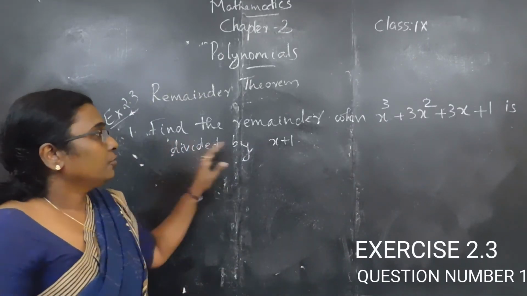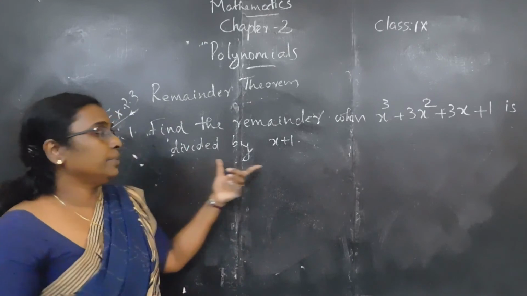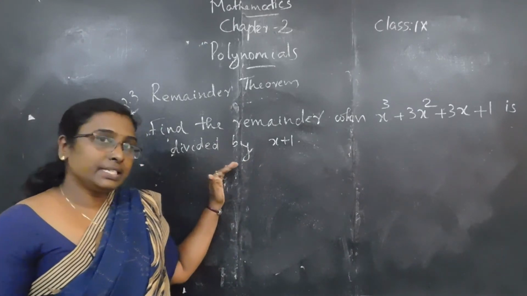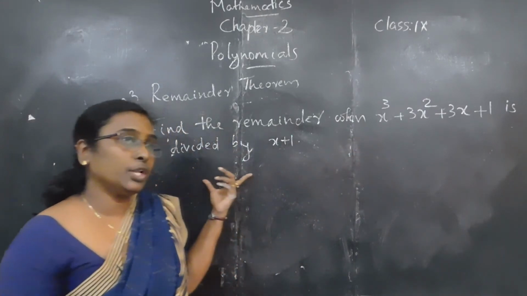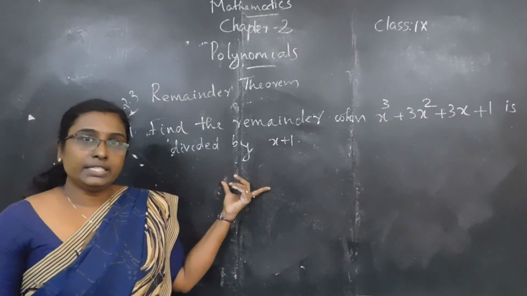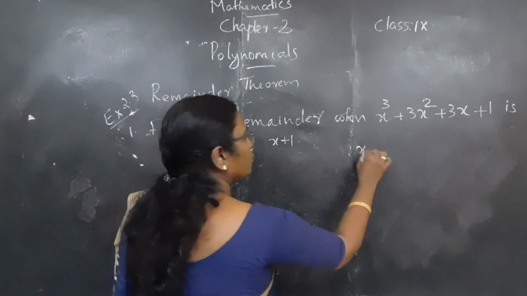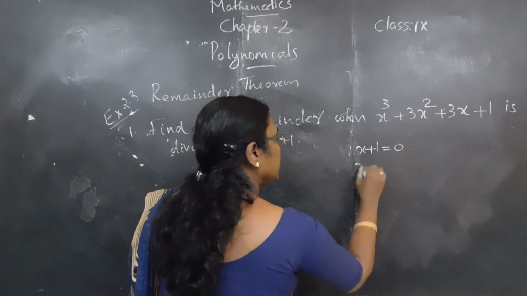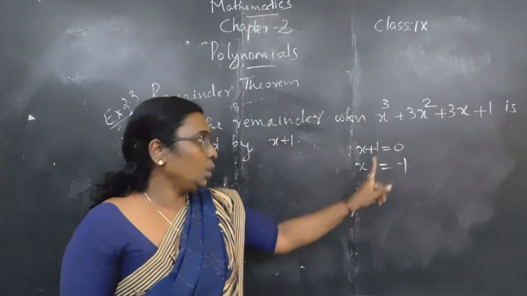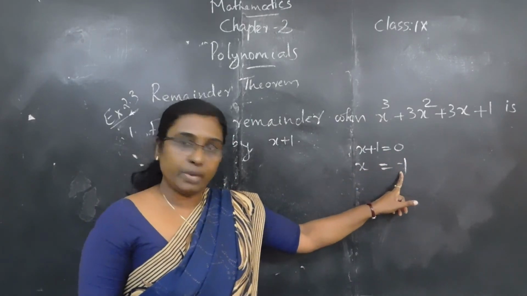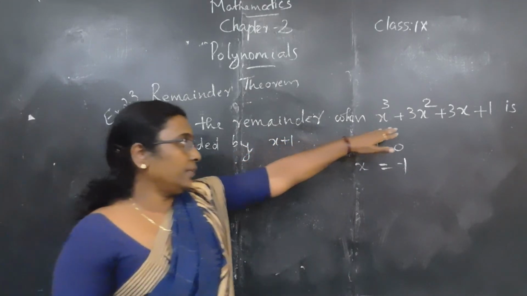The first question is, find the remainder when x cube plus 3x square plus 3x plus 1 is divided by x plus 1. According to the remainder theorem, if a polynomial P(x) is divided by a linear polynomial x minus a, then the remainder will be P(a). Here, the zero of x plus 1: in order to find the zero, we put the polynomial to 0, x plus 1 equal to 0, therefore x equal to minus 1.